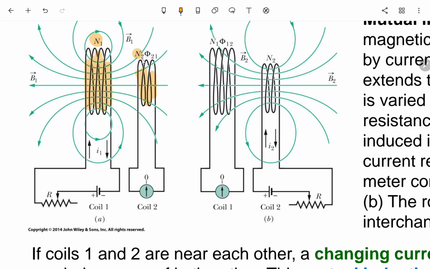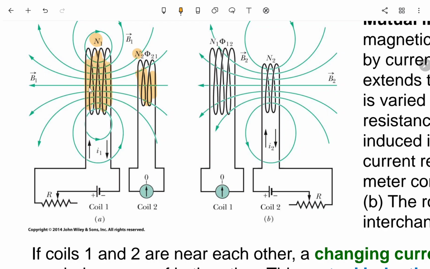So in such a way, for coil 2, according to Faraday's law, as long as it has a time-varying magnetic flux, there will be an induced EMF. Here we have an ammeter so that we can sense a current. There should be an induced current or induced EMF here.